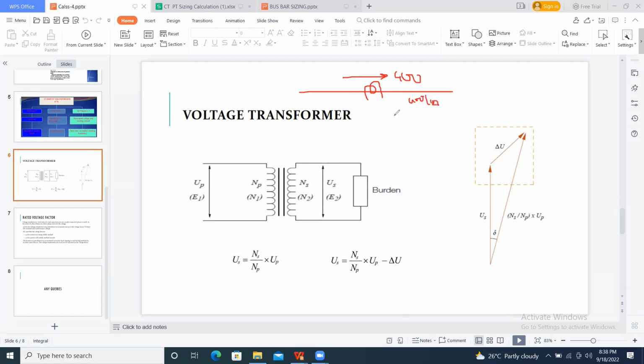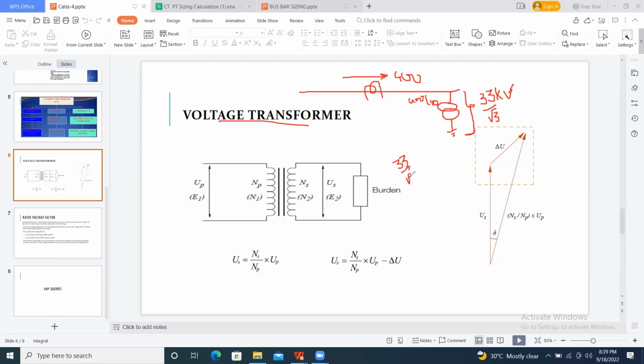But the potential transformers, or voltage transformers, are connected phase to ground. So obviously we have to calculate the voltage phase to ground. Generally 33 kV and 220 kV are the line to line voltages. If I want to convert the line to line voltage to the phase to earth voltage, we will divide it by root 3. So the phase to earth voltage of a 33 kV system is 33 by root 3.